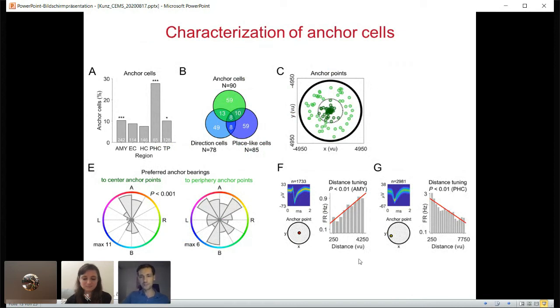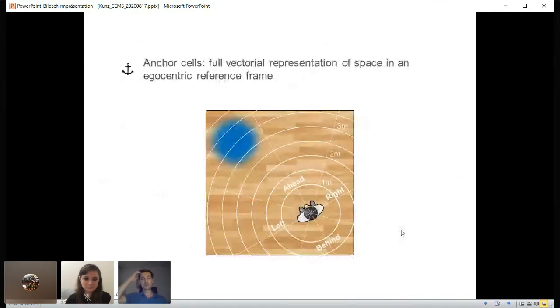Importantly, which is shown in F and G, is that a significant number of our anchor cells also showed distance tuning towards the anchor point. So, for example, in F, you can see that this anchor cell increased its neural firing rates whenever the subject was far away from the anchor point. In contrast, in the example in G, you can see that this anchor cell increased its activity when the subject was close to the anchor point. This is important because it establishes a complete full vectorial representation of space in an egocentric reference frame.